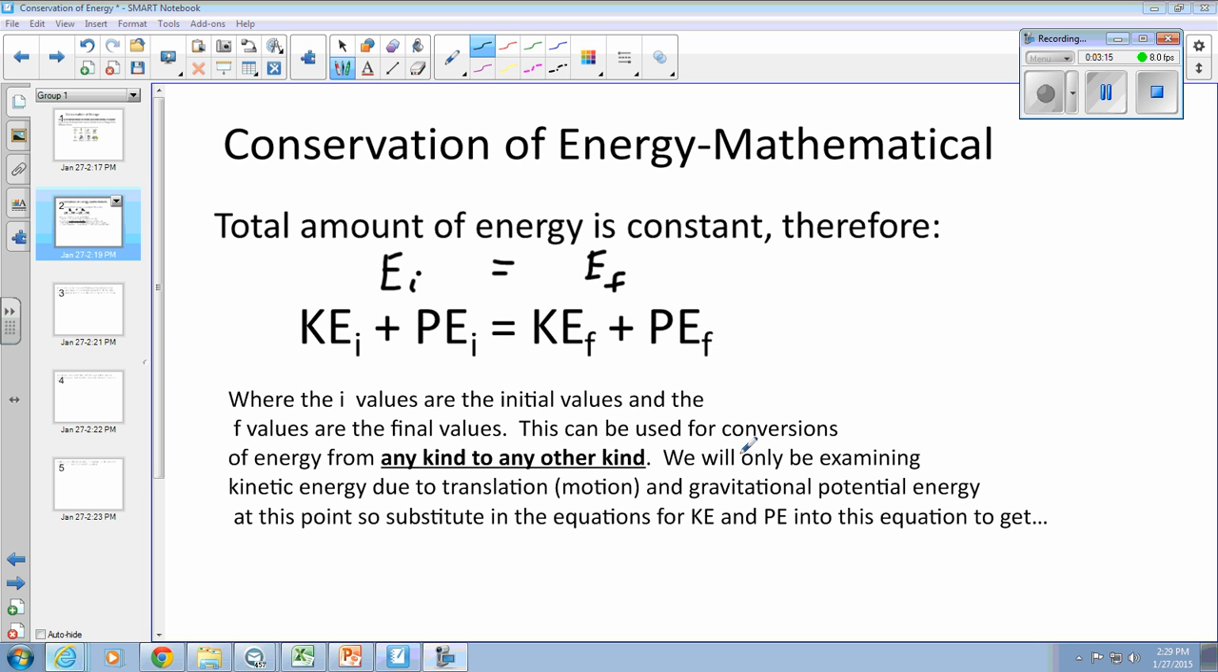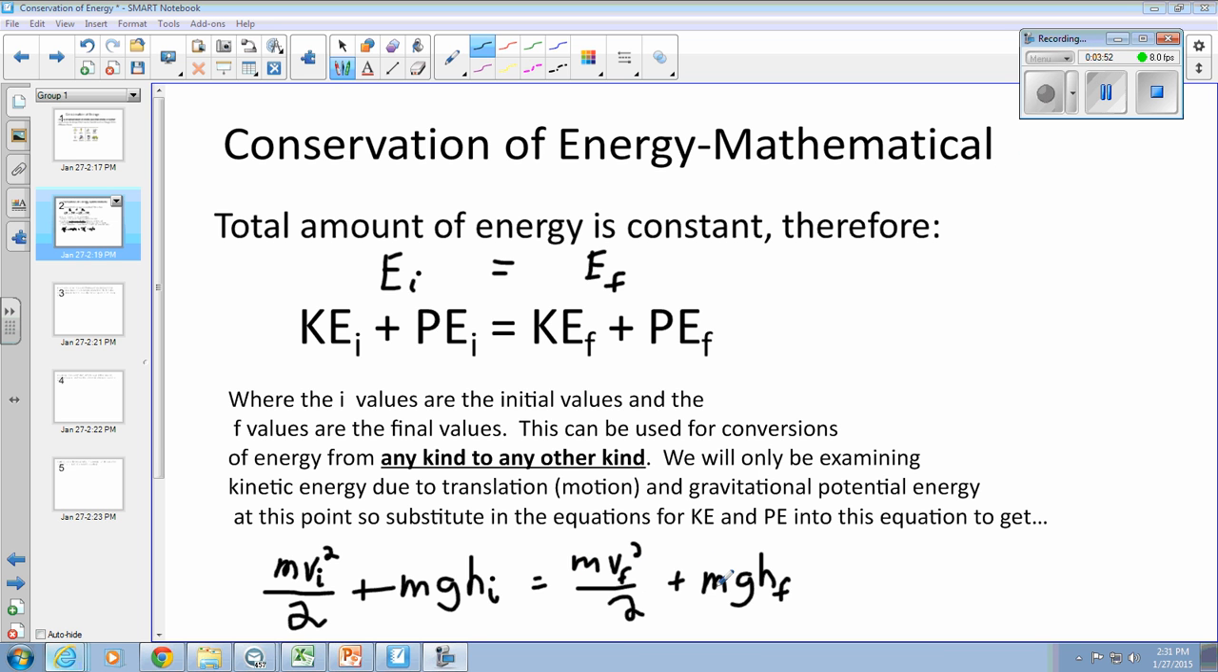If we wanted to substitute our equations for kinetic energy and potential energy, the equation would look something like this. Mass times initial velocity squared divided by 2 plus mgh initial, that's initial potential energy, should be equal to mass times final velocity squared over 2 plus mass times the acceleration due to gravity times the final height.